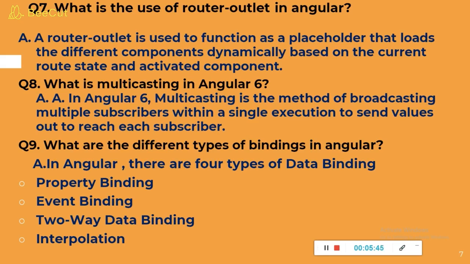What are the different types of bindings in Angular? In Angular, there are 4 different types of data binding. They are property binding, event binding, two-way data binding, and interpolation.